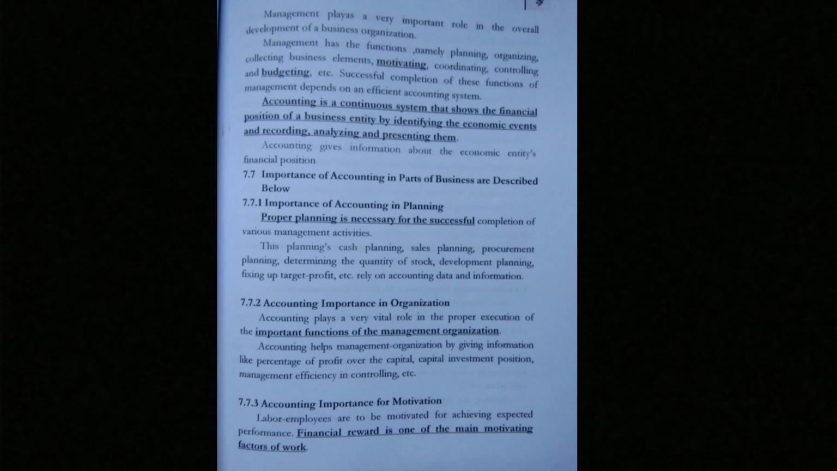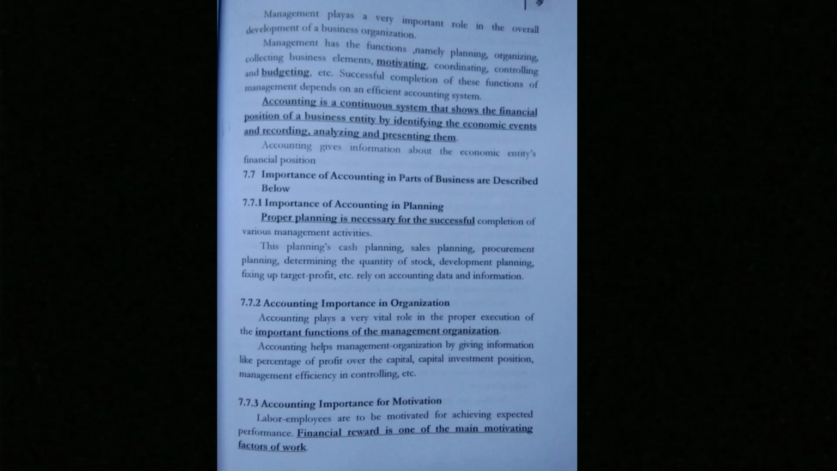The importance of accounting in various parts of business is described below. Importance of accounting in planning. Proper planning is necessary for the successful completion of various management activities. This includes cash planning, sales planning, procurement planning, determining the quantity of stock, development planning, and fixing target profit. These rely on accounting data and information.